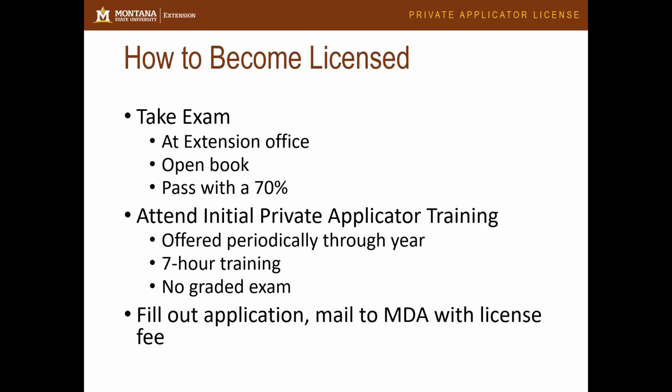You can also attend an initial private applicator training, which are offered throughout the year across the state. These are 7-hour trainings on specific topics. There's an ungraded quiz at the end of the training. Once you have either taken the exam or attended the initial training, you will need to fill out the application and mail it to the Montana Department of Agriculture with a license fee. It may take up to 2 weeks to get your license in the mail.